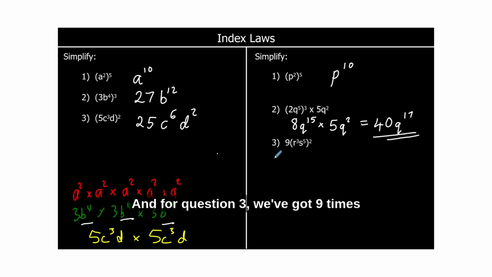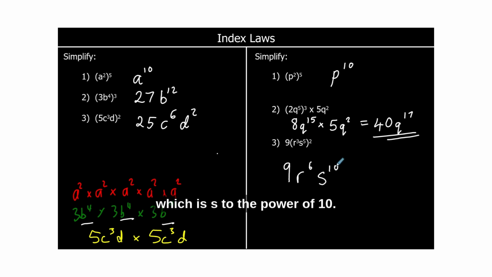And for question 3, we've got 9 times r cubed s to the power of 5 squared. So it's still going to be 9 on the front. The 9 isn't squared. And we've got r cubed squared, which is r to the power of 6, and s to the power of 5 squared, which is s to the power of 10.